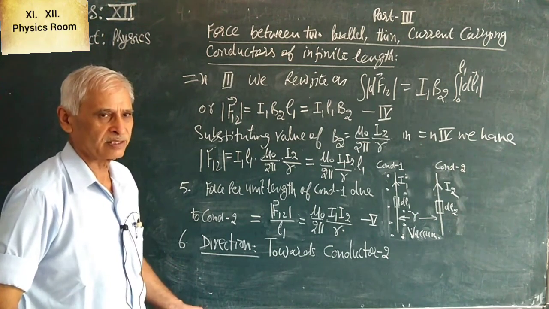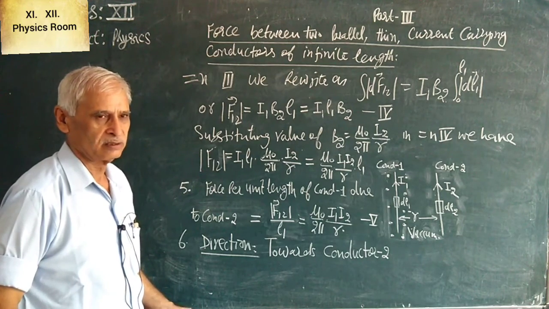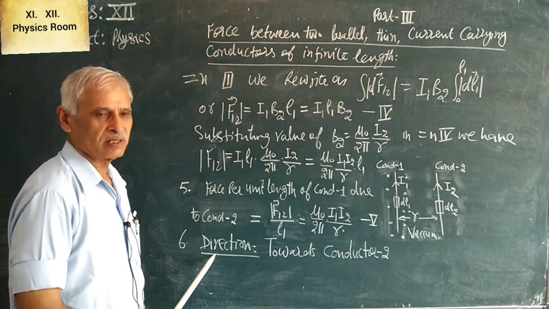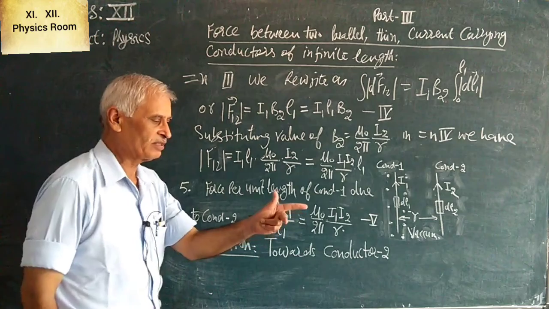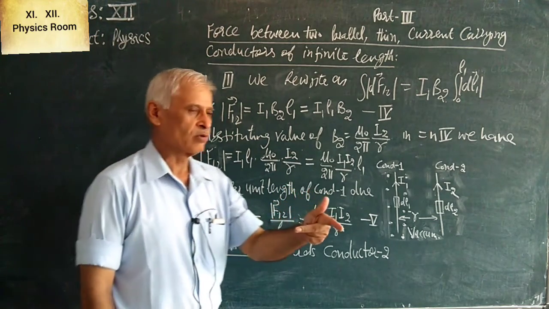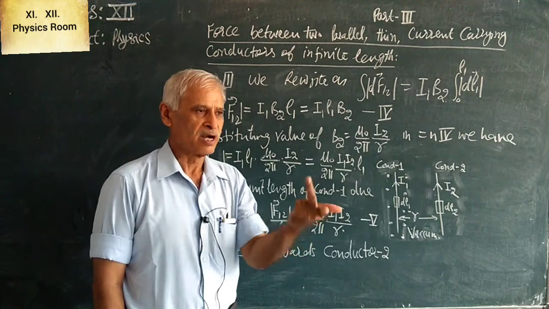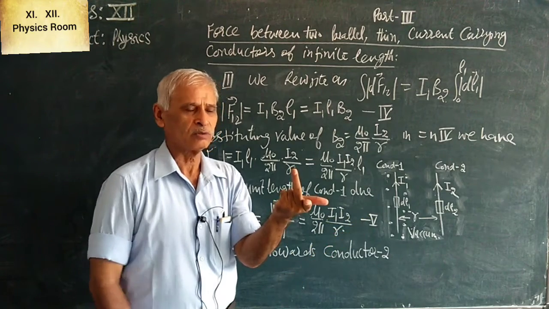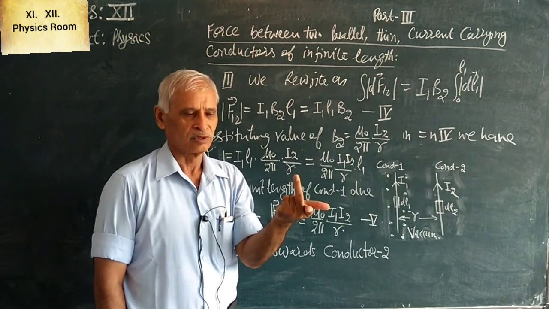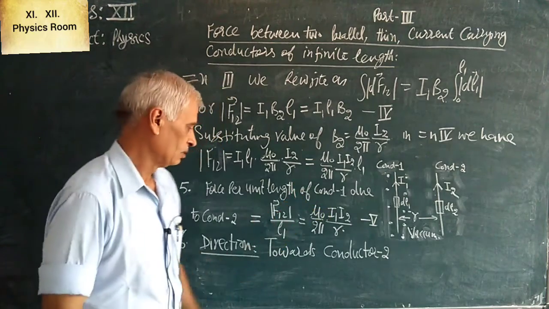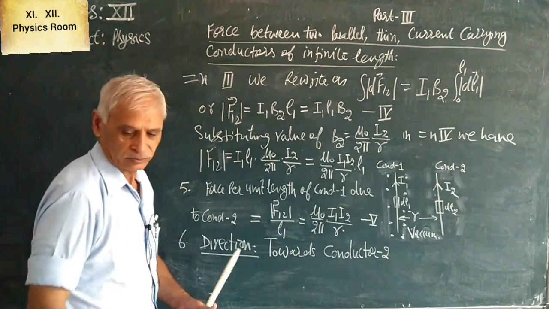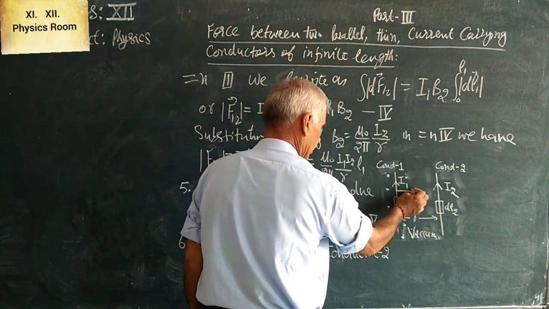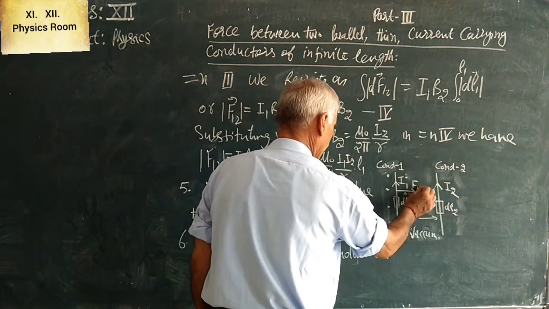Now since force is a vector quantity, it must possess direction. So what is the direction? You can find the direction by Fleming's left hand rule. You are familiar with this. Field is outward, current is upward, then force will be towards conductor 2. So the force F12 will be towards conductor 2.